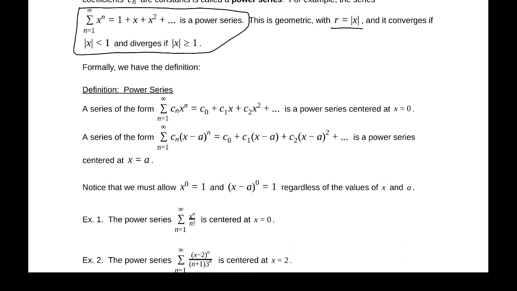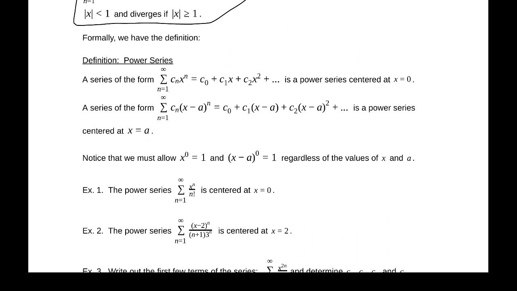So let's look at these two examples real quick. The power series from 1 to infinity of x to the n over n factorial is centered at x equals 0 because it has a term x to the n. That's it. There's no x minus some value. Now, the second one, x minus 2 to the n, well, right away I can tell you that that is centered at 2 because the value 2 would make that term 0.